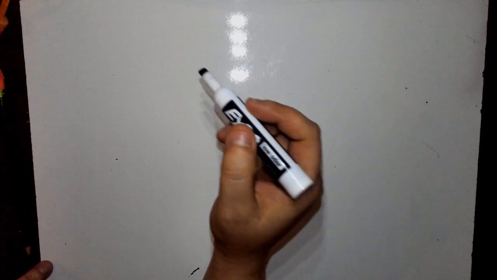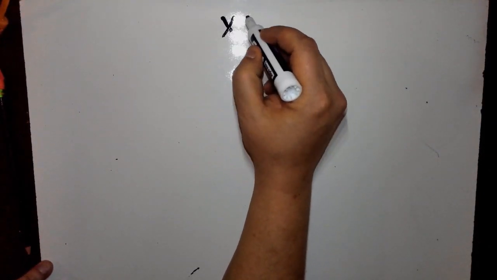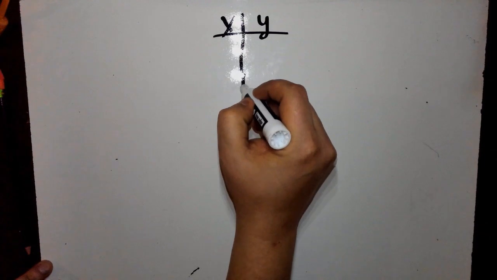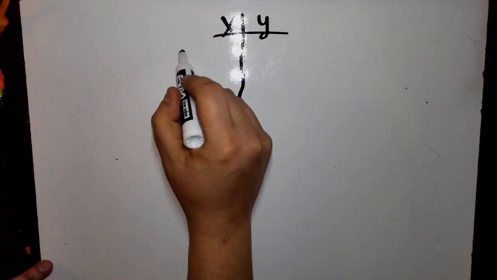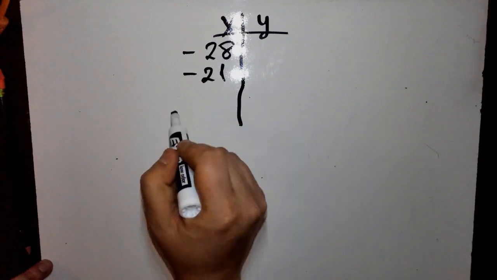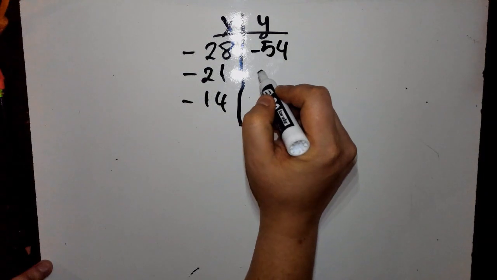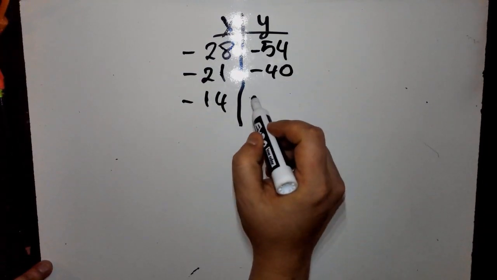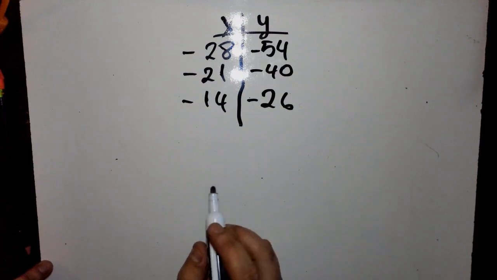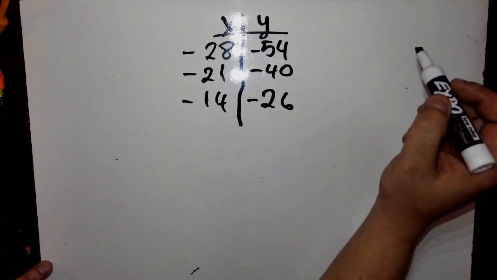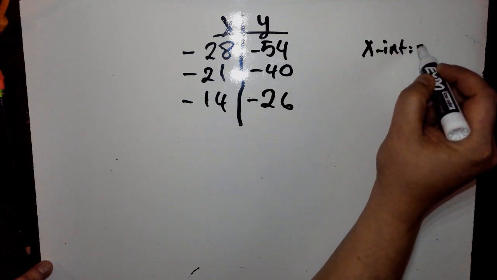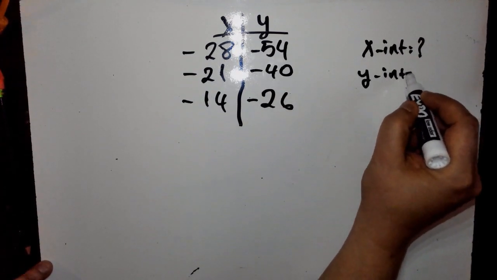Today's video, I'm going to be working on finding the x and the y intercepts from tables. So, I'm just going to start by writing an example. X and y. So the x values are negative 28, negative 21, and negative 14. When it's negative 28, y is negative 54. When it's 21, y is 40. And when it's negative 14, y is 26. So the question is, what is the x-intercept? What is the y-intercept?